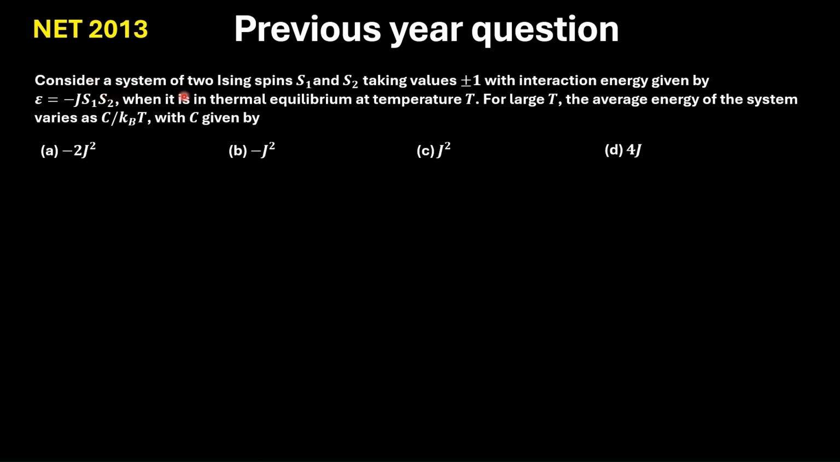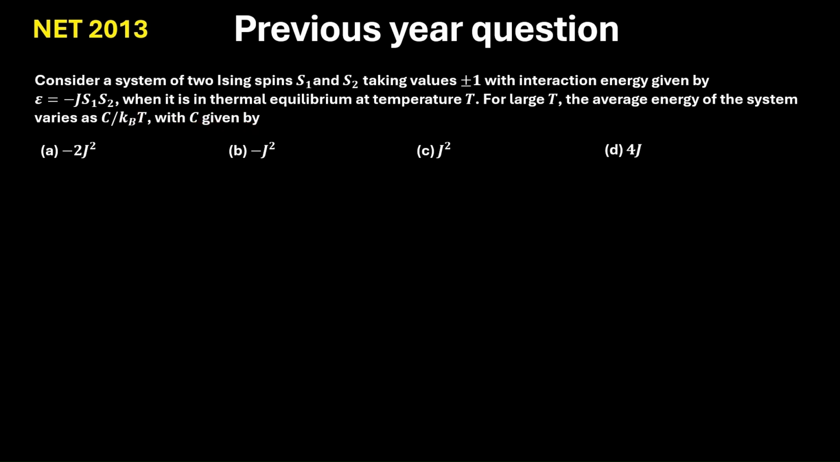In this question, we are given a system consisting of two Ising spins. Each can take a value of ±1, and the interaction energy is given by this expression, and it is in thermal equilibrium. And we have to, at the high temperature limit, the average energy of the system is given by this, and we have to find what C is.